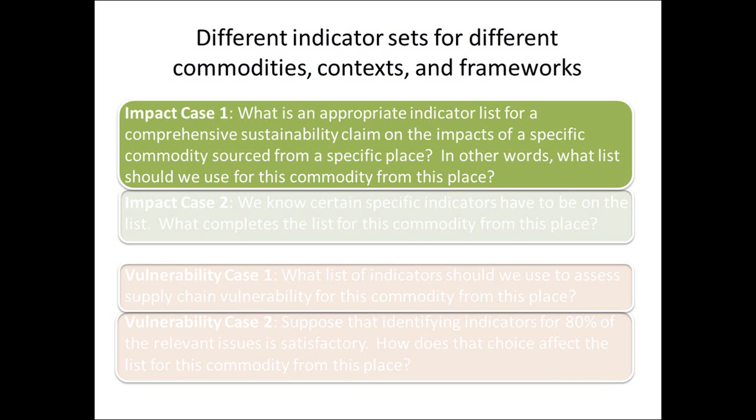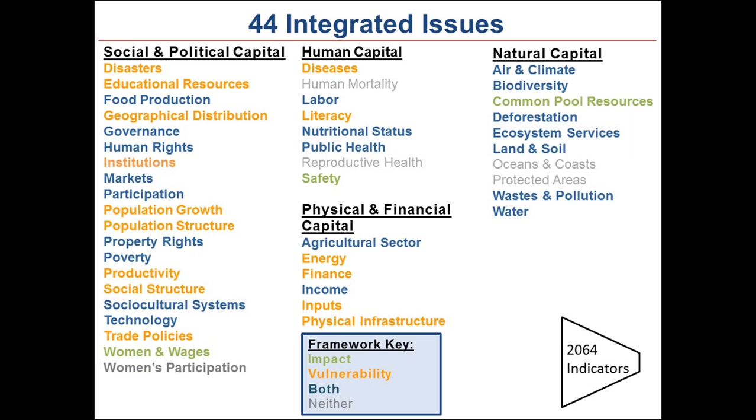Now, in this demo, we'll look at the first example, impact case 1. If you're interested in seeing a comparison of all 4 cases, simply see the longer version of this demo, which will also be available on the ASI website. So for this case, the first step is to choose relevant issues that are impacted by sustainable sourcing from a broader list of global issues.